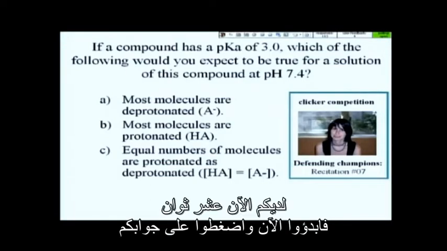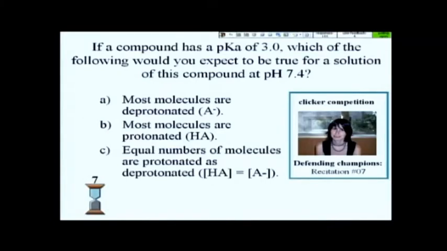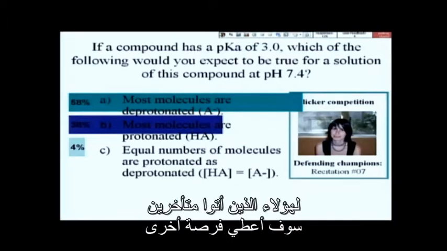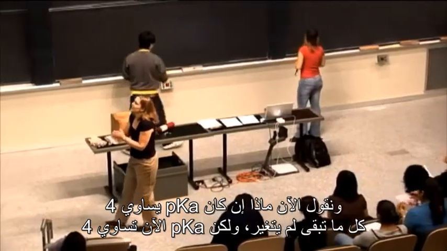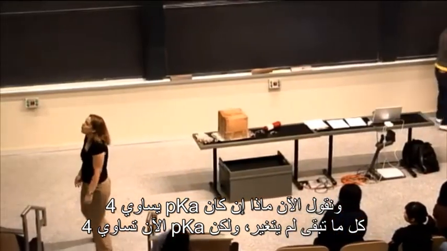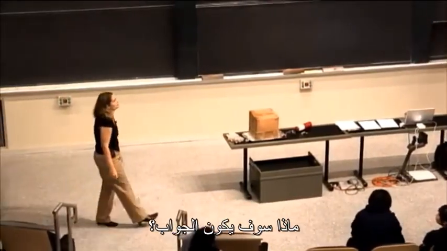So you have now 10 seconds. Go ahead and click in your answer. Okay, we have a little bit of a mixed response here. So for those of you coming in late, I'm going to give you a second chance. And we'll say, now what if the pKa was 4? Everything else is the same, but the pKa is now 4. What would the answer be?